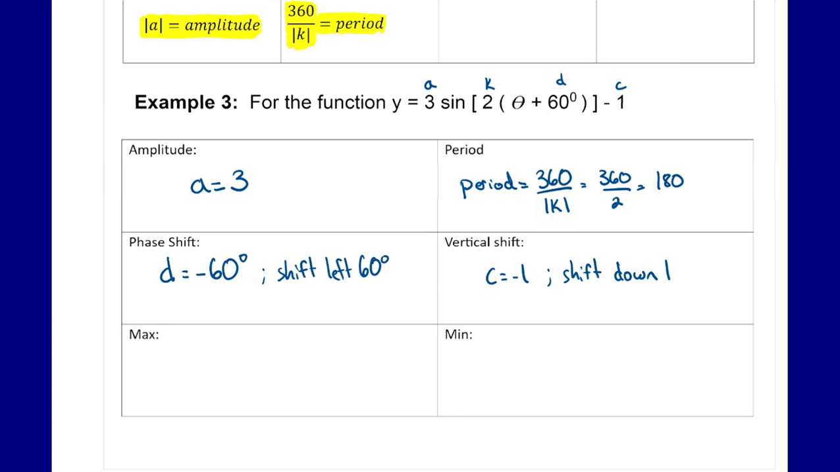Now, for our max and min, the maximum value is equal to C plus the absolute value of A, or in this case, -1 plus 3, or 2. So our maximum is 2. Our minimum is going to be very similar, except it's C minus the absolute value of A, which is equal to -1 minus 3, or -4.